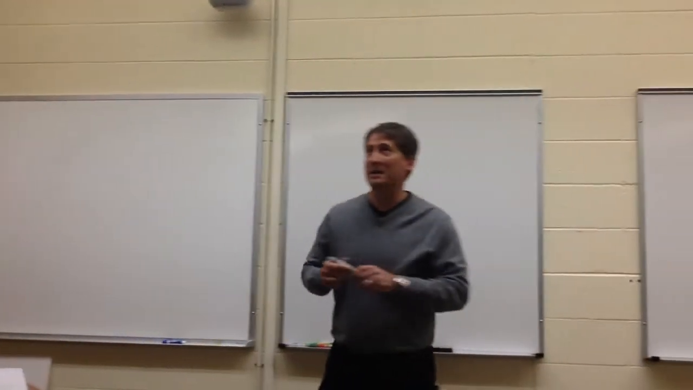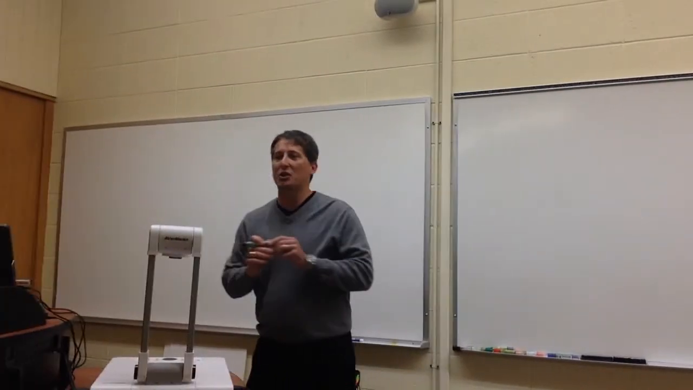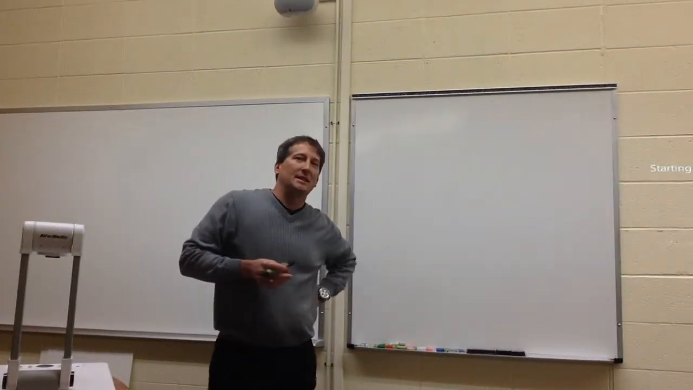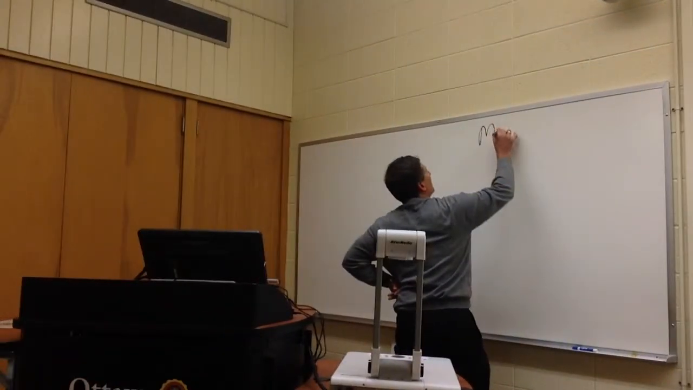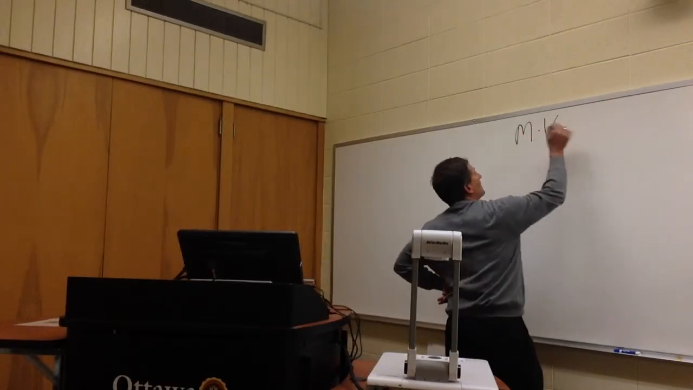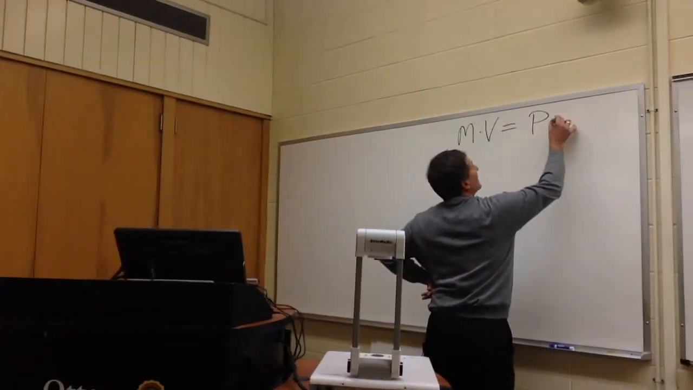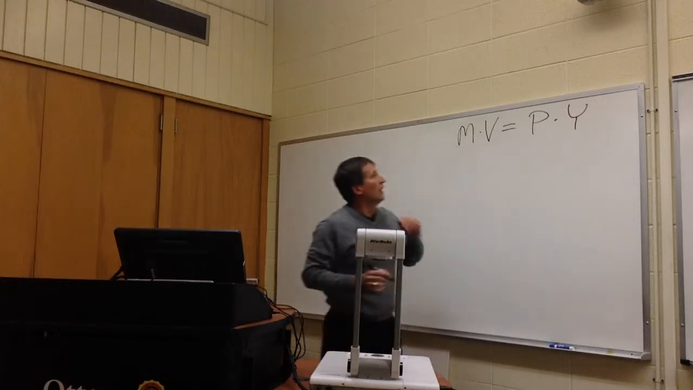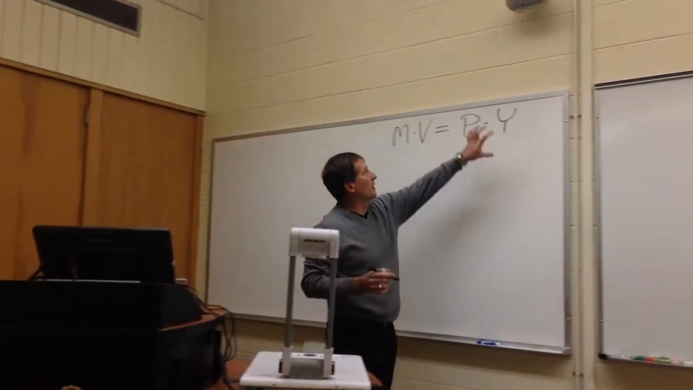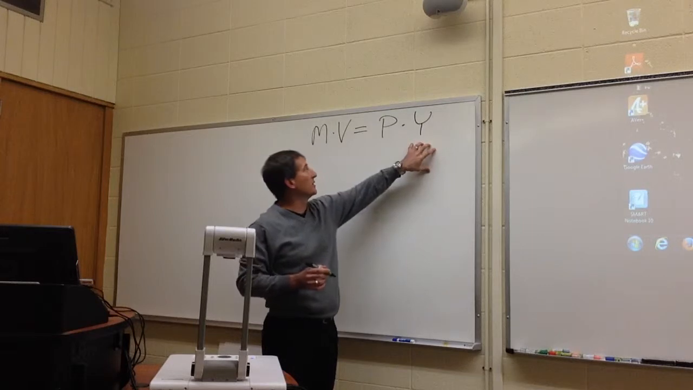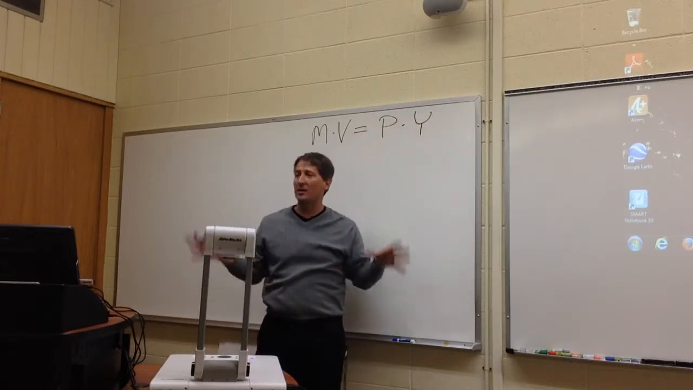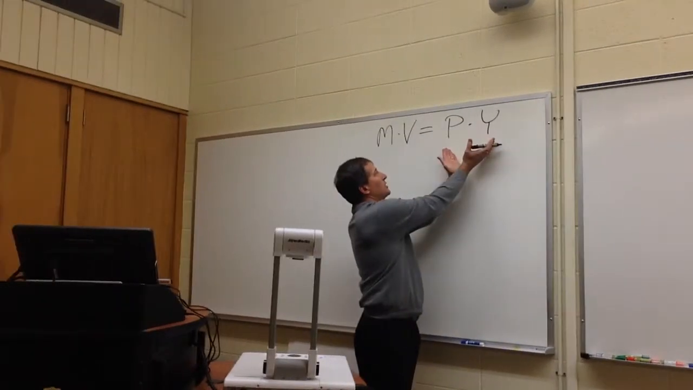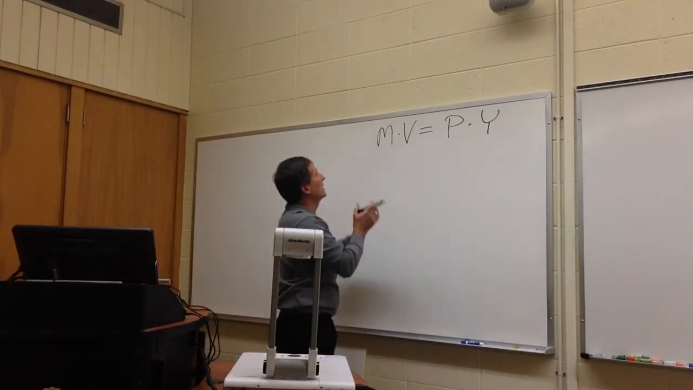So, what was the equation of exchange? MV, M times V, equals, yes, P times Y. Okay, so you can think of Y as real GDP, the quantity of goods and services, and P as the price level, which gives us nominal GDP, the dollar value of all final goods and services produced within the nation's boundaries over the course of a year.